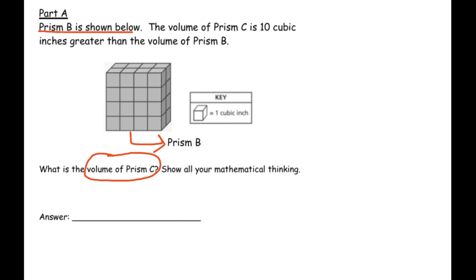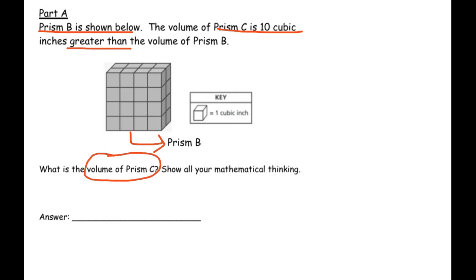It also says the volume of prism C is 10 cubic inches greater than. So that means that whatever prism C is, the volume of prism C is 10 cubic inches greater than. That means it's going to be more than the volume of prism B. So we have to figure out, well, what is prism B? And then once we figure out prism B, we can figure out how much it would be for prism C.